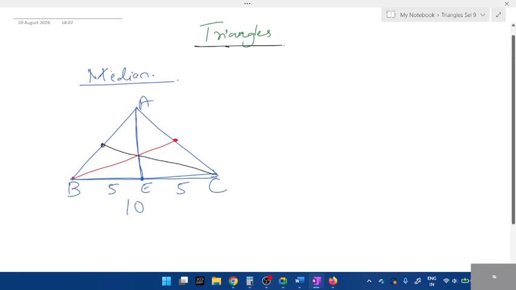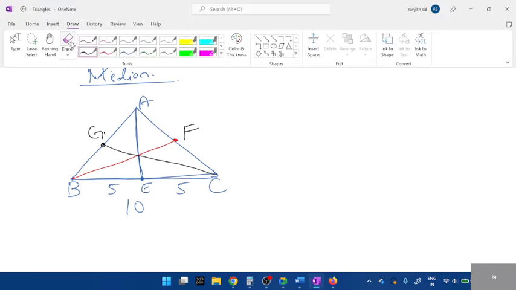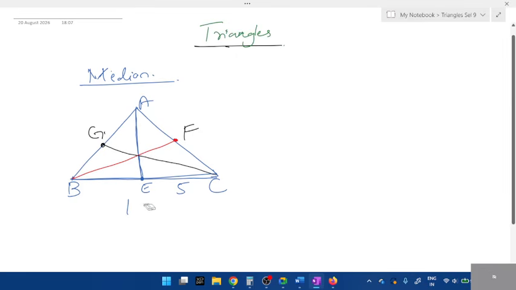Three medians: E, F, G. These three are known as medians. So very simple: from any one side, if I take the midpoint and connect it to the opposite vertex, we call it a median. And these three lines are said to be congruent.